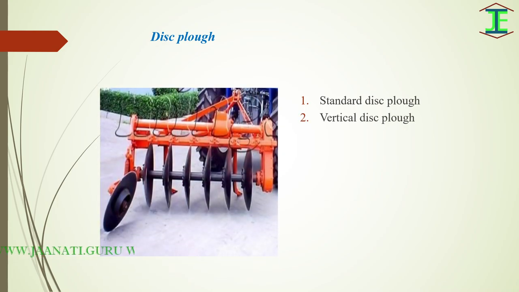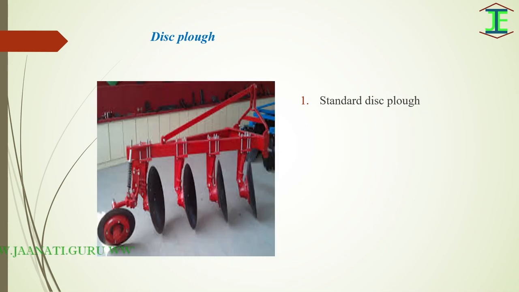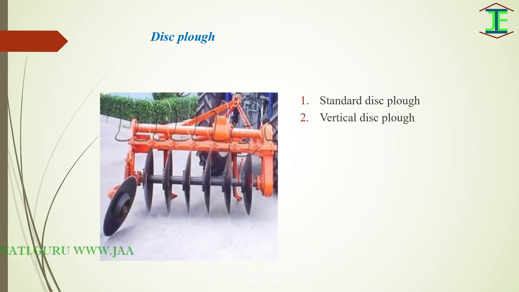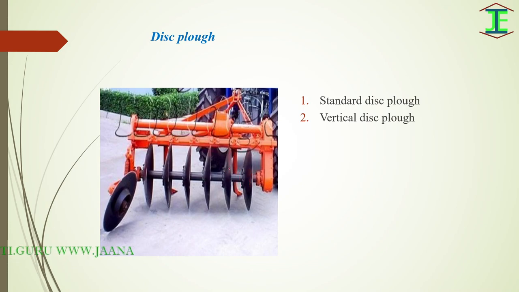Next one is vertical disc plough. In standard disc plough, there will be separate axles for the discs. But in vertical disc plough, there will be only one shaft to which all the discs are attached. For disc harrow also, there will be a similar arrangement, so this vertical disc plough is also called harrow plough or one way disc plough.